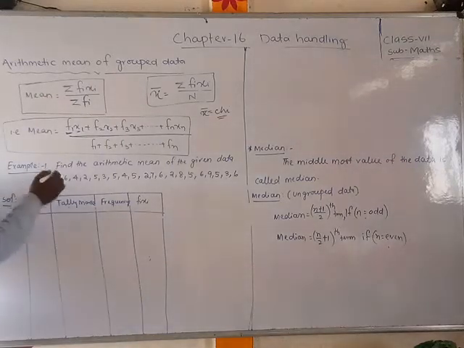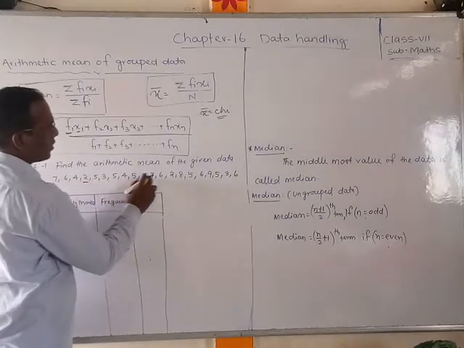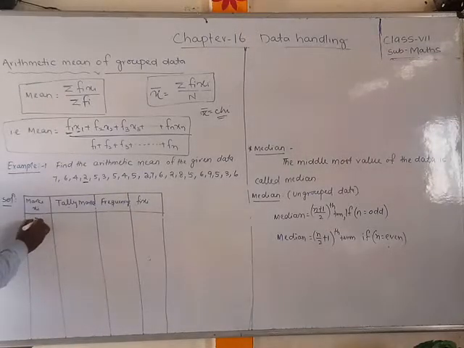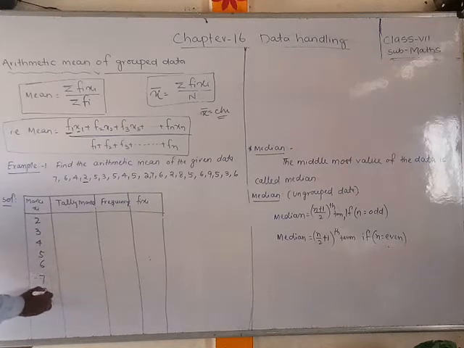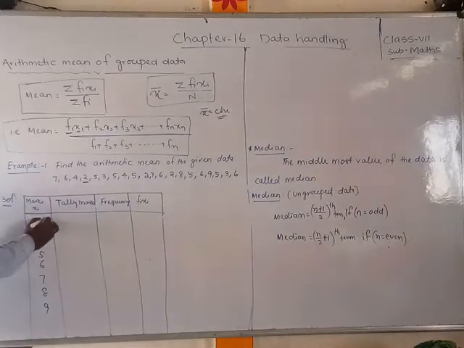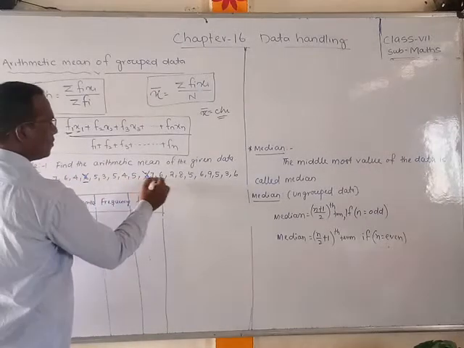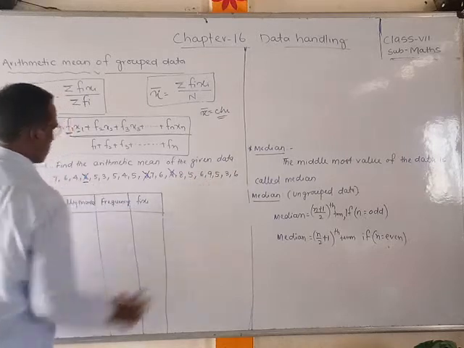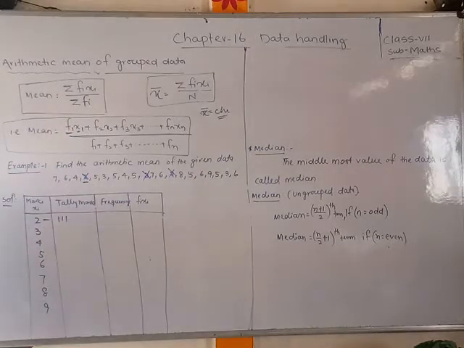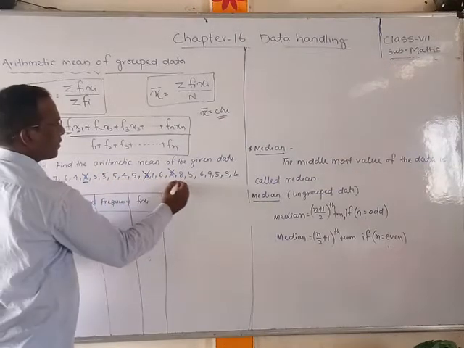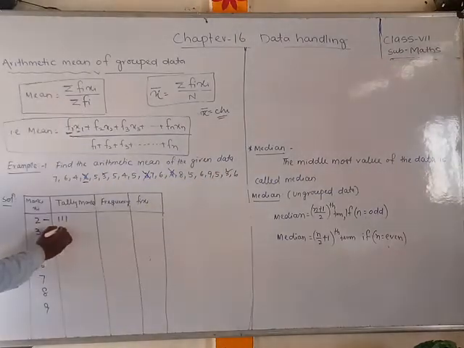Now check, friends. Here the smallest number is 2, nothing less than that, so we start with 2. Next numbers are 3, 4, 5, 6, 7, 8 and 9. I have written the data like this. First check 2. How many are there? 1, 2, 3. So 2 occurs 3 times. Now 3, how many times? 1, 2. So I will write 2 times here.